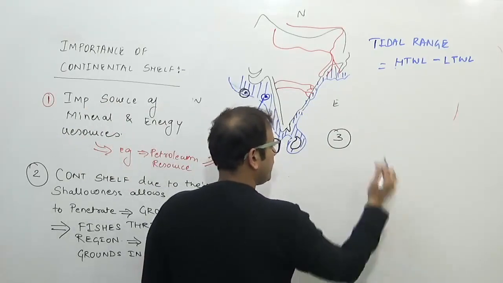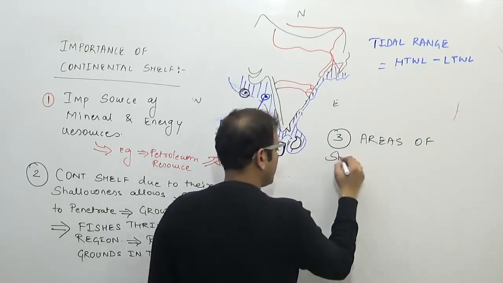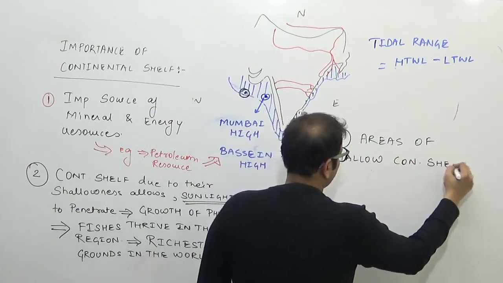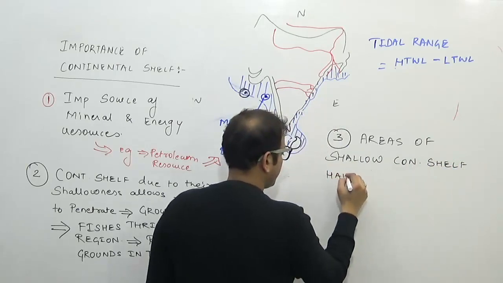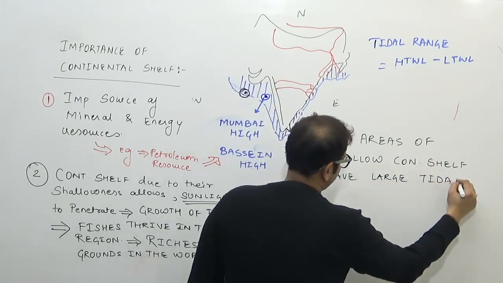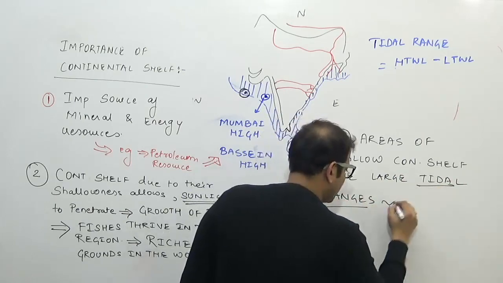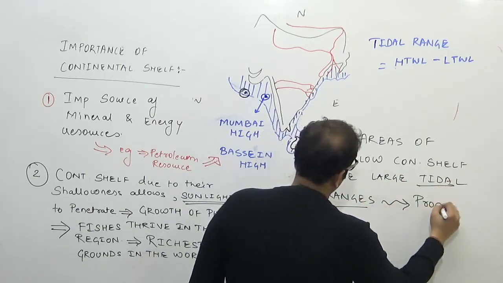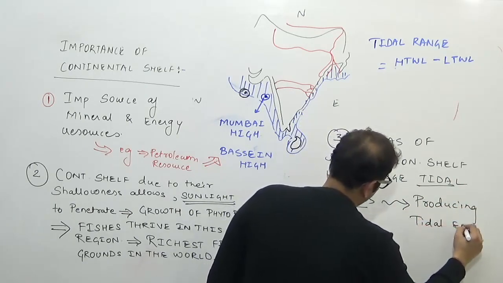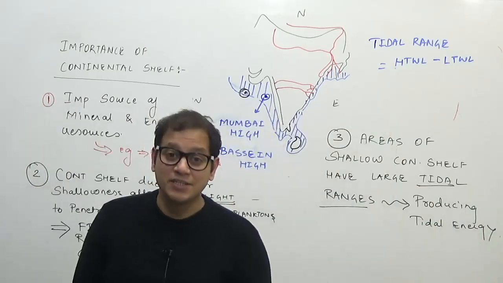The areas of shallow continental shelf have large tidal ranges. Large tidal ranges. What does it help? It helps in producing tidal energy. So these are the sites for potential tidal energy development.